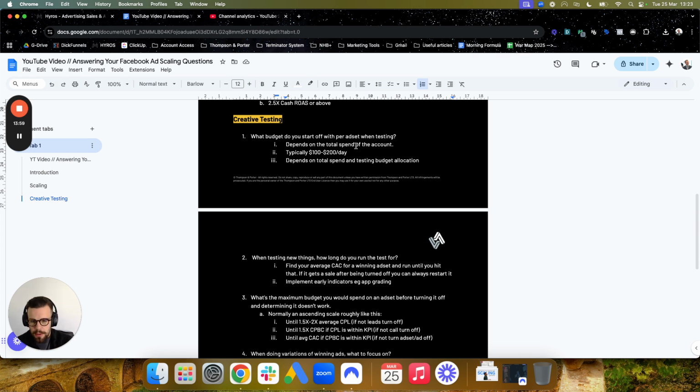Again, in a different scenario, let's say your spend in the account is $100 a day. We want to keep it below that 20%. So if you're launching it at $10, $15 a day, in that scenario, that's fine. But yeah, that's a rough framework for you to decide on that.